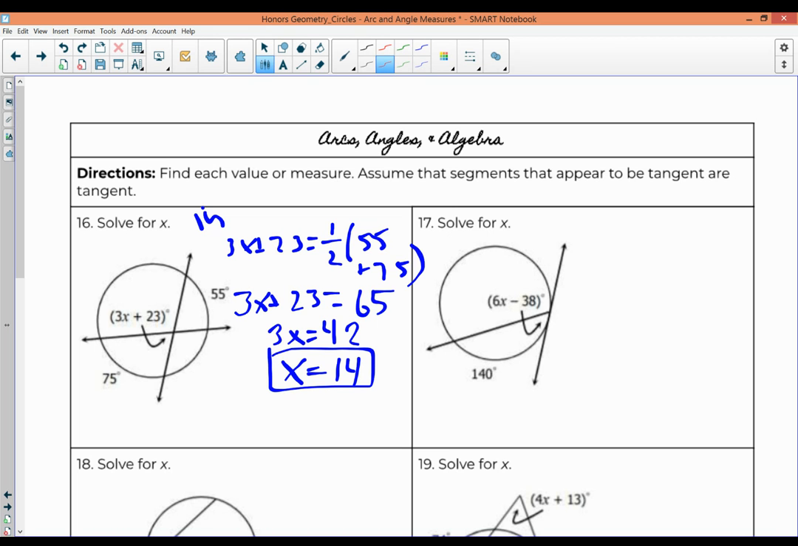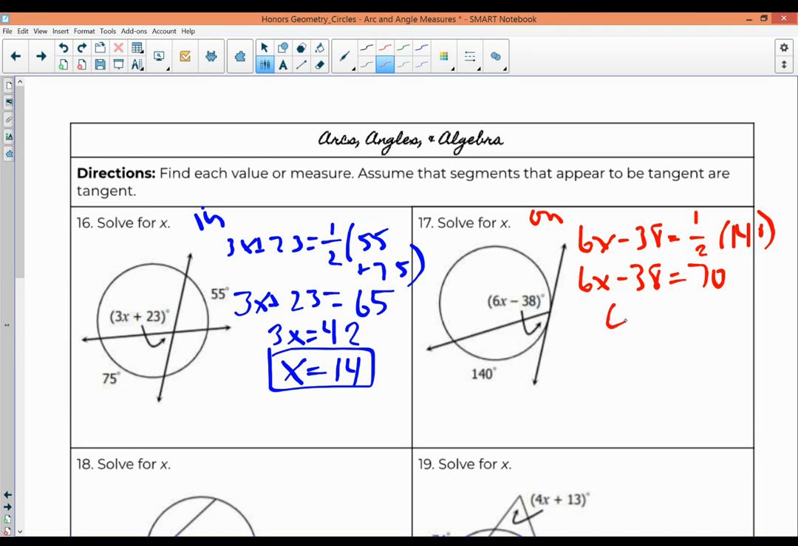Number 17, solve for x. So this is an intersection on the circle. So I know that the angle measure, that's the expression for the angle in this case, 6x minus 38 is half of the arc measure. And because I can just evaluate half of 140, like I could evaluate half of the sum of 55 and 75, I'm not going to multiply the 2 to the other side because I can just simplify that in one step. So I have 6x minus 38 equals 70.